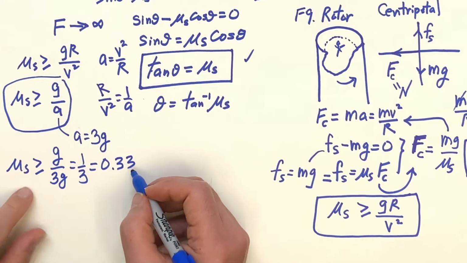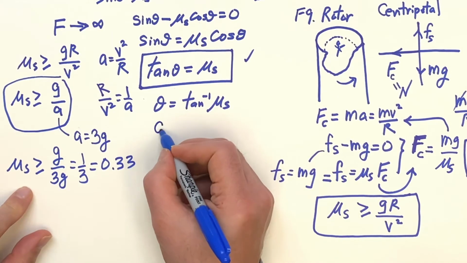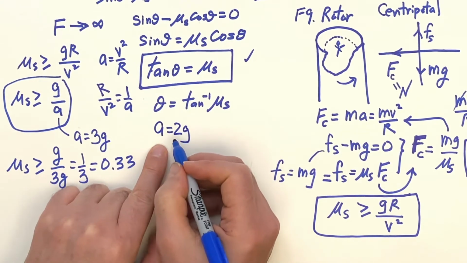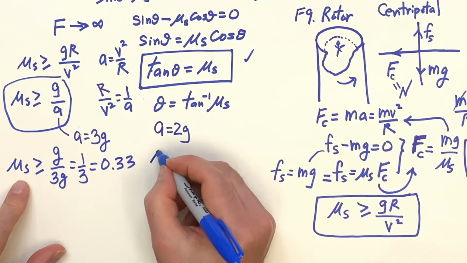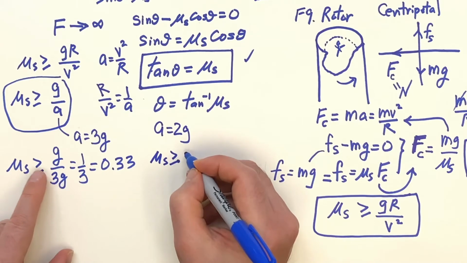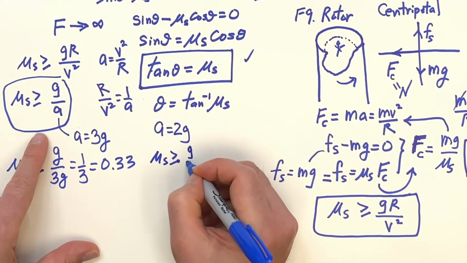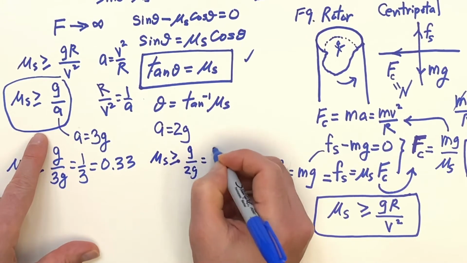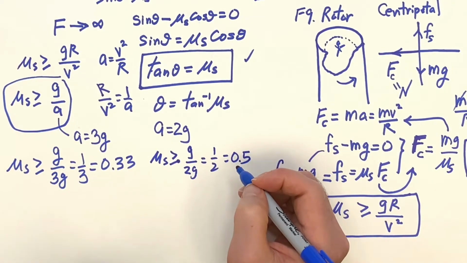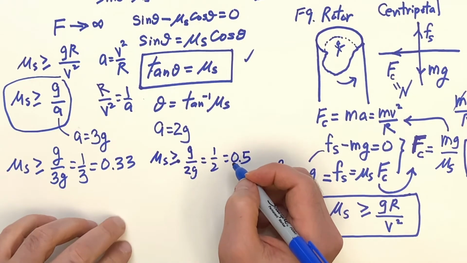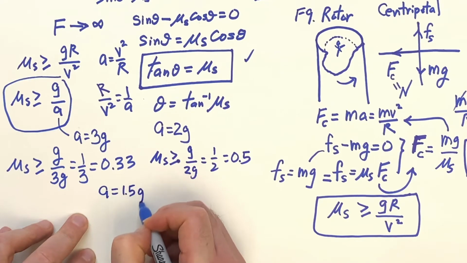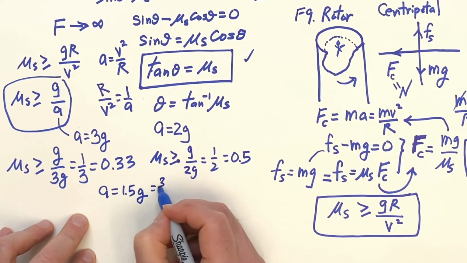So suppose we designed it so that A was 2G. Not as bad. Then μS would have to be greater than or equal to G over 2G, which would be 1/2, which would be 0.5. Well, see, now the coefficient of friction is getting higher. And then if we were to go for 1.5G, more gentle, that's 3/2.